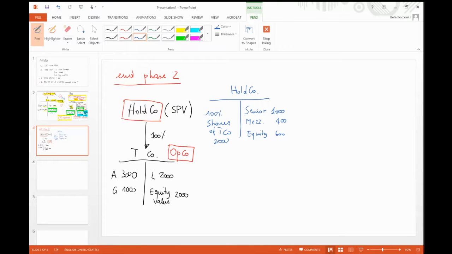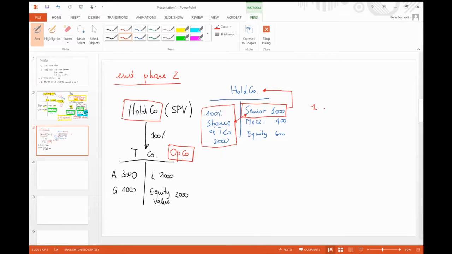Two elements are important. It is obvious that these creditors, the senior creditors of holdco, can only rely on this asset in order to have their money back, because this is the only asset that holdco owns. So the first technicality is that this bulk of shares, 100%, is given as a collateral to the senior creditors of the holdco.